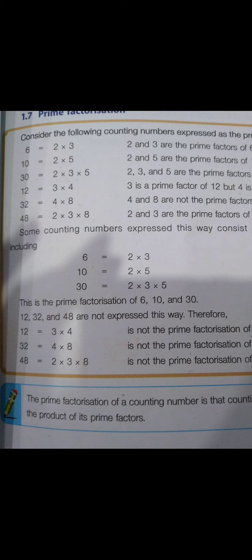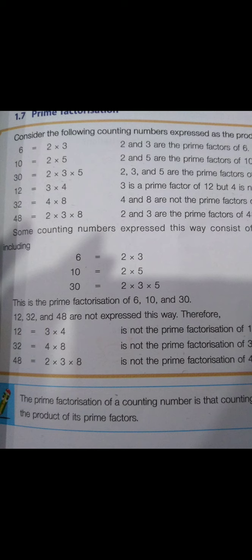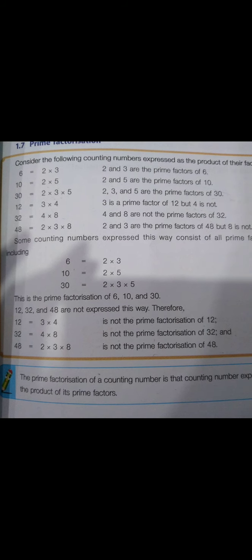And then 48 equals 2 times 3 times 8. 2 and 3 are the prime factors of 48, but 8 is not because 8 is not a prime number. Some counting numbers expressed this way consist of all prime factors, including 6 equals 2 times 3, 10 equals 2 times 5, 30 equals 2 times 3 times 5. This is the prime factorization of 6, 10, and 30.